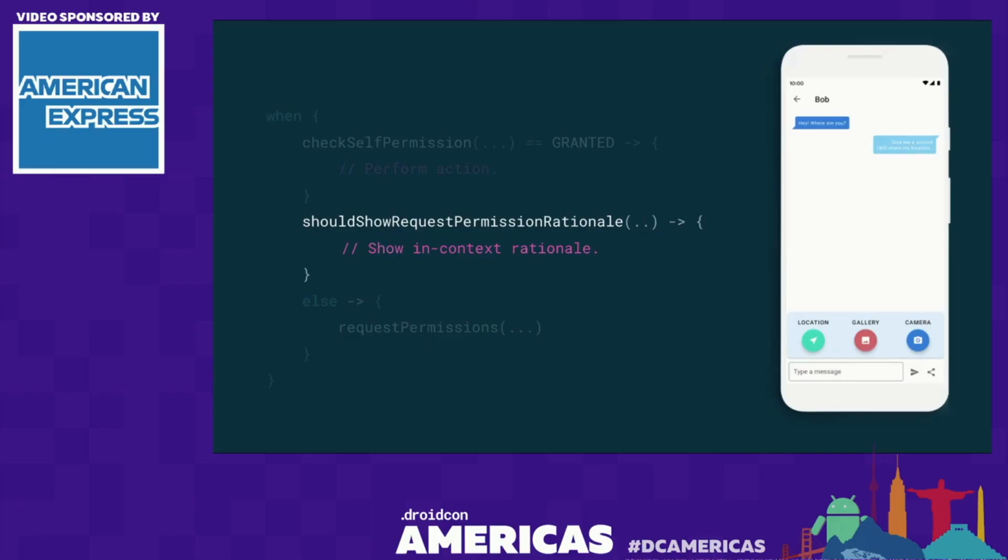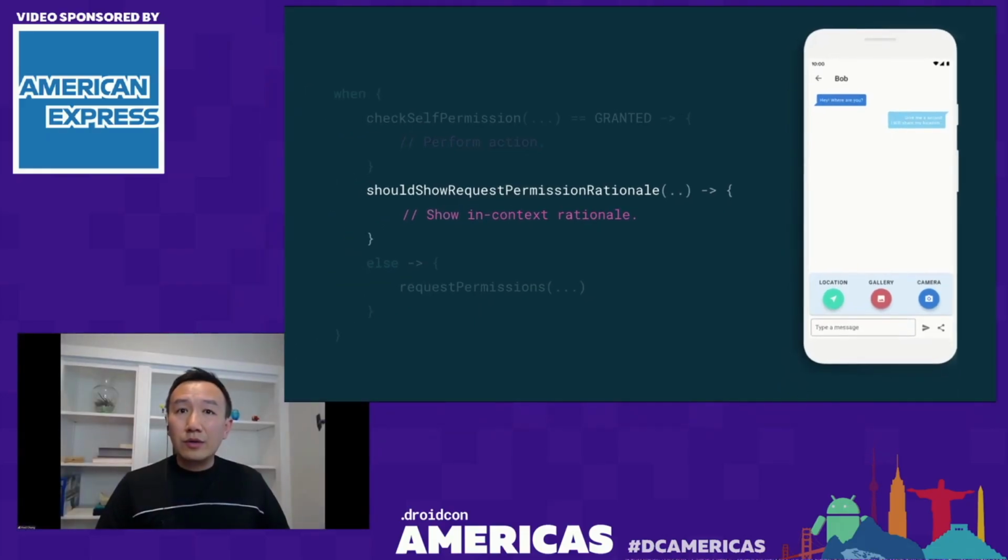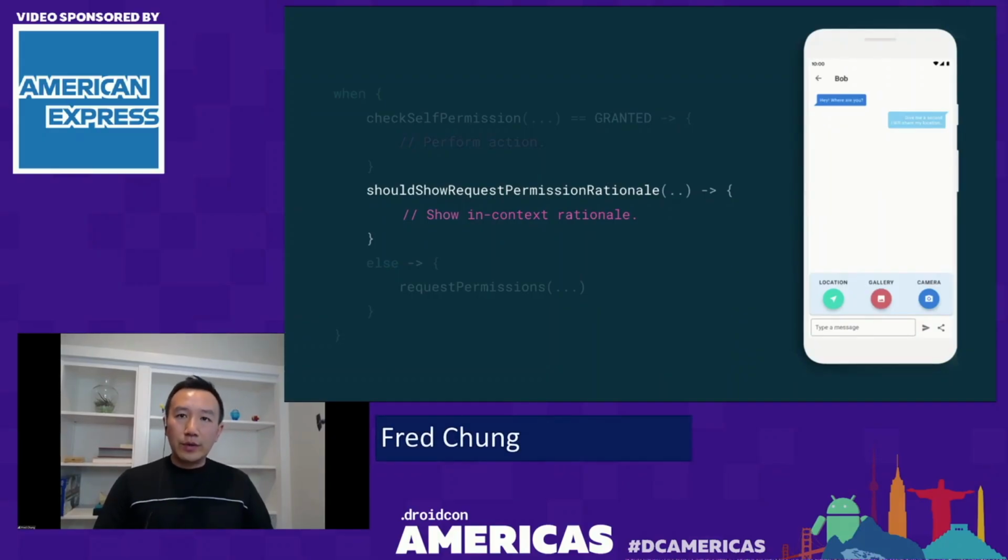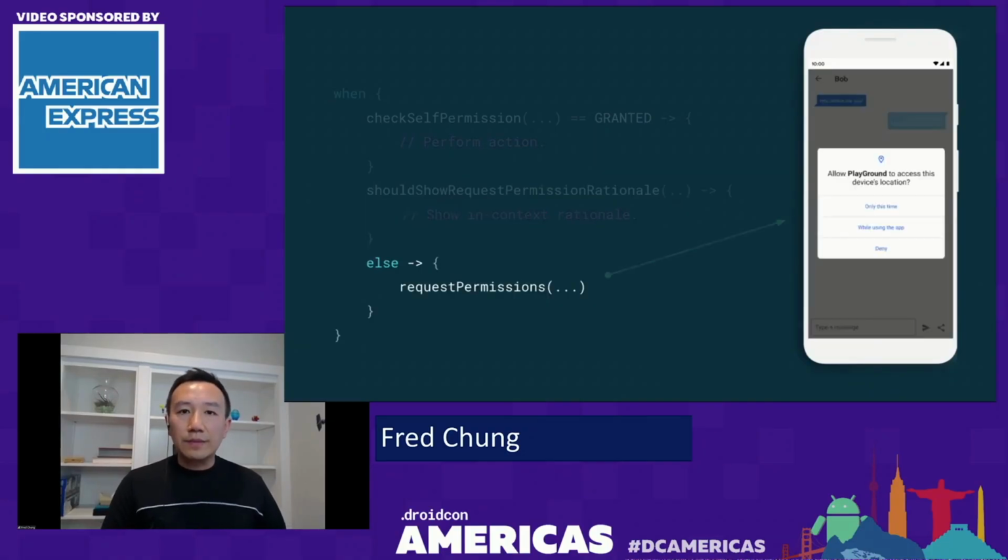Next, we let the system decide if a rationale or an in-context UI explanation is needed. Normally, not always, the first time the system will consider that this is not needed. Now, I think this is really dependent on how the app's UX is designed. In some cases, if your UX is designed clearly so that the user understands in context, hey, I'm about to access a feature that requires location access, then the user is more likely to provide such access to this application.